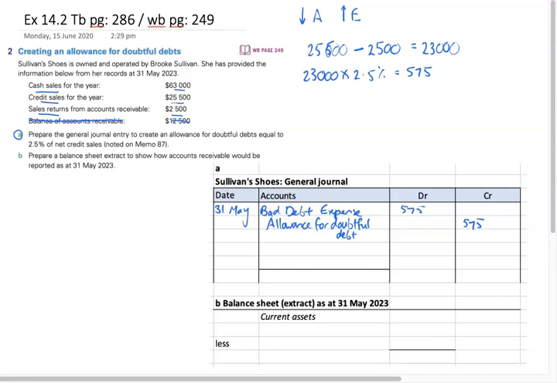And importantly, it doesn't say to not do a narration, so let's do the narration. This might be a relatively long one. We're going to say this is an adjusting entry, because we are adjusting some of our accounts. Why is this an adjusting entry? Because we're creating an allowance for doubtful debt.